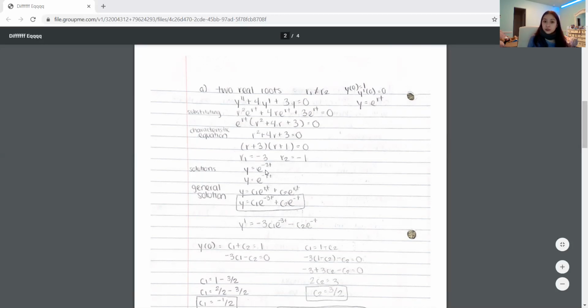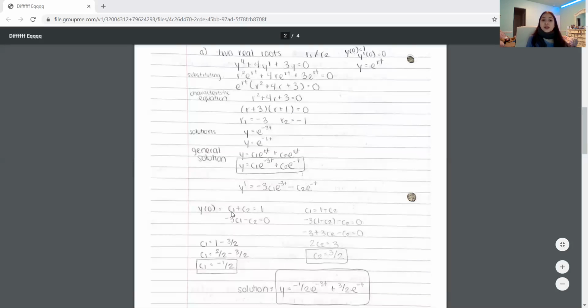We get these 2 solutions that we can then plug in into our general solution. And so we get that y is equal to c1 e to the -3t plus c2 times e to the -t. So now we're going to want to find the solution to this specific initial value problem. So we're going to get the derivative of this. We get that y prime is equal to -3 c1 e to the -3t minus c2 times e to the -t.